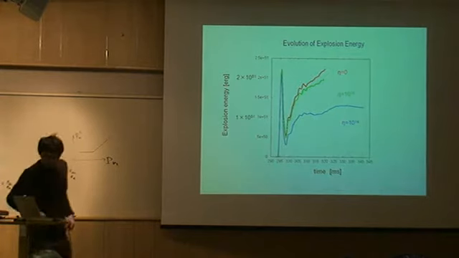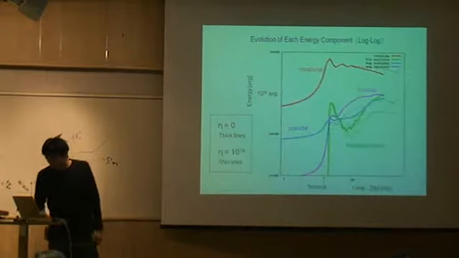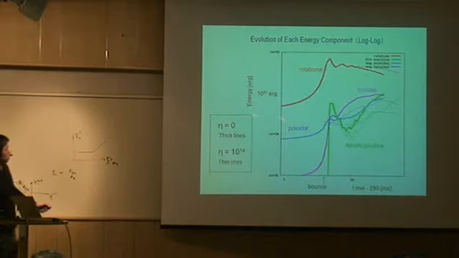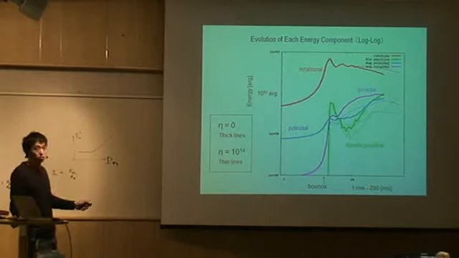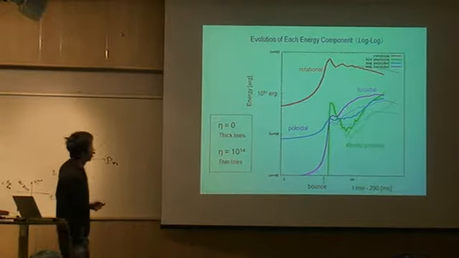So let's see what occurs. This figure shows the time evolution of each energy component in log plot for the ideal model with thick lines, and for the most resistive model with thin lines. First, look at thick lines.